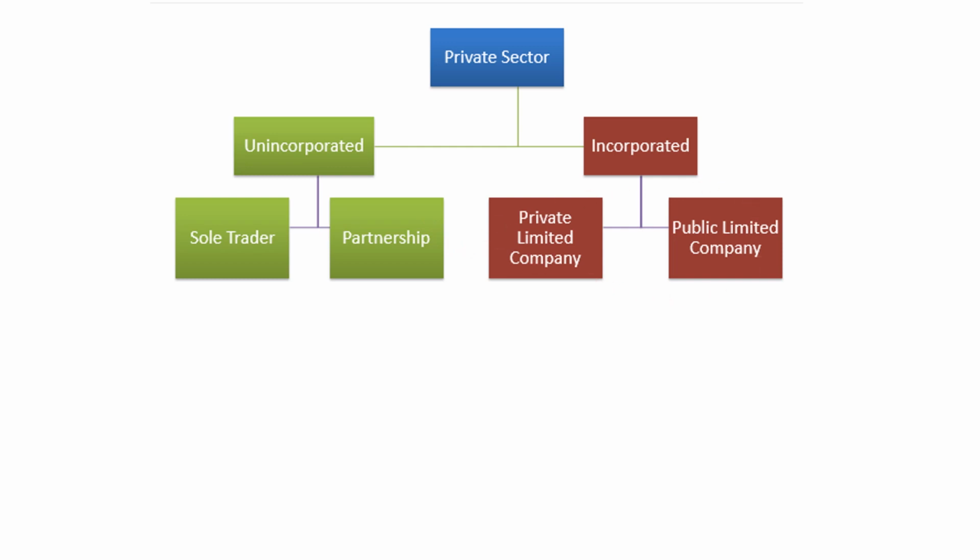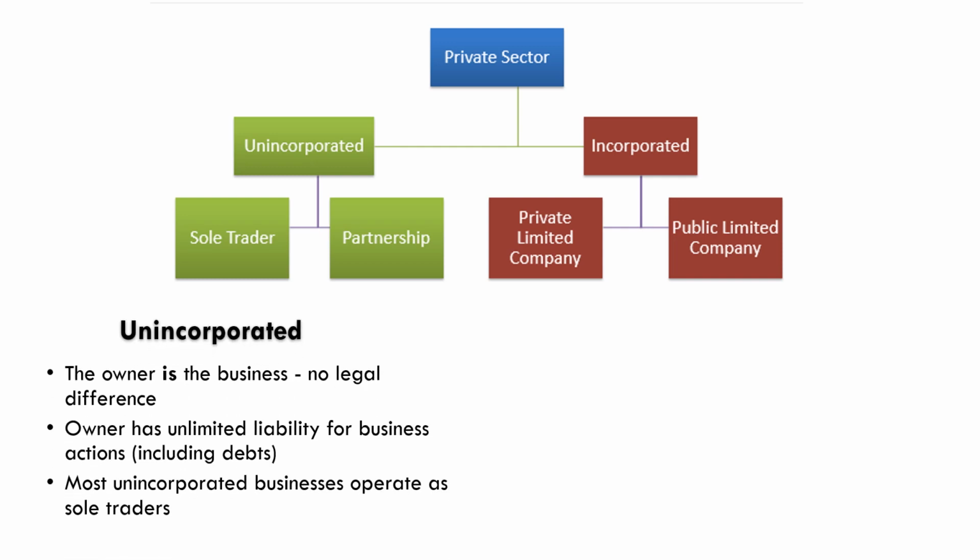But the broad distinction between these two types of businesses is that on the left, the owner has the same legal identity as the business, which means there is no distinction in the eyes of the law between what the owner does and what the business does. The owner has unlimited liability for the business's actions, including its debts, which means the individual who owns the business is totally responsible for paying back all the debts, even using up their personal assets.